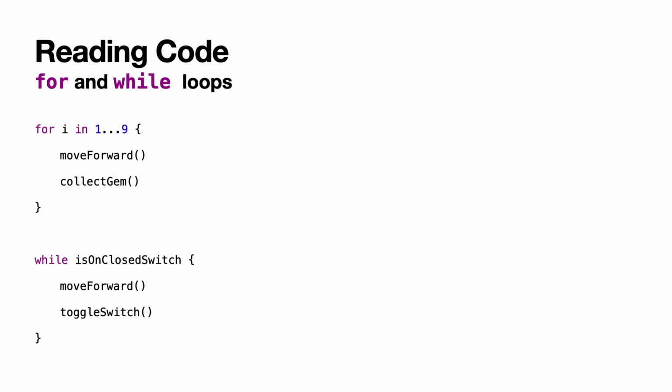With for and while loops, we read through the code top to bottom inside those braces. We jump out occasionally when we need to if we've written our own functions.